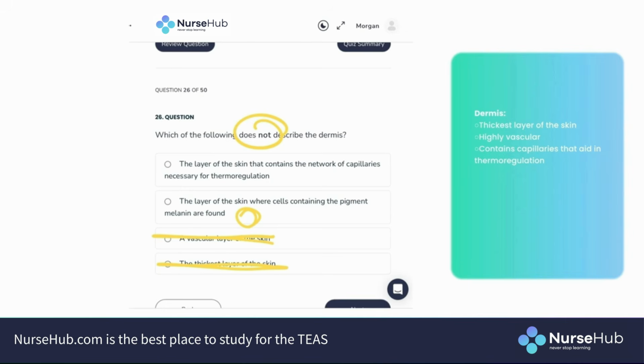The dermis does contain the network of capillaries necessary for thermoregulation. So we know we can actually eliminate this one. The correct answer is answer choice 2, and we can go ahead and select it. Let's delete our annotations here, select the correct answer.